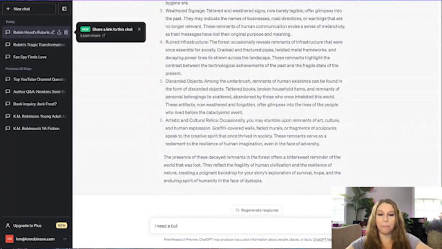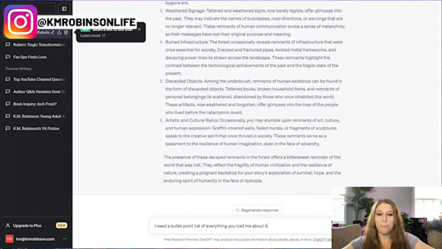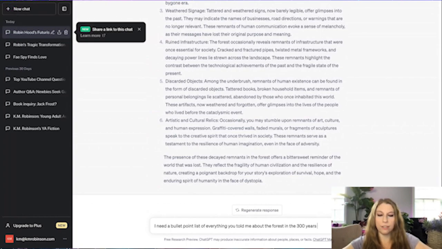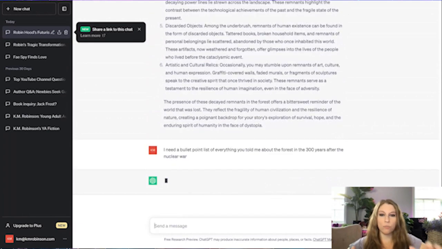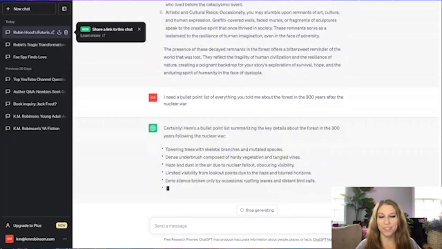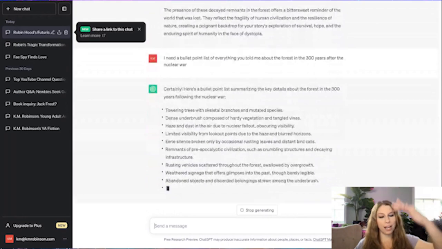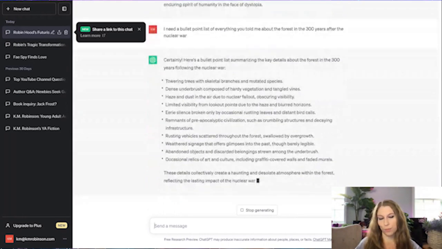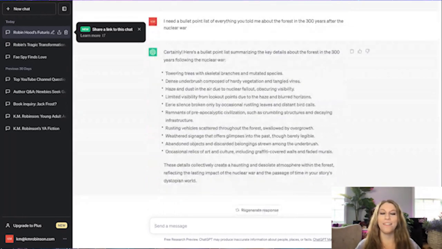I need a bullet point list of everything you told me about the forest in the 300 years after the nuclear war. So just in case you need a list, you don't want to go through all of these paragraphs, it's going to go ahead and just drop those down for you. So now you have all the content you can look back on for your Bible, for your world building, but you also have a list of things that you need.